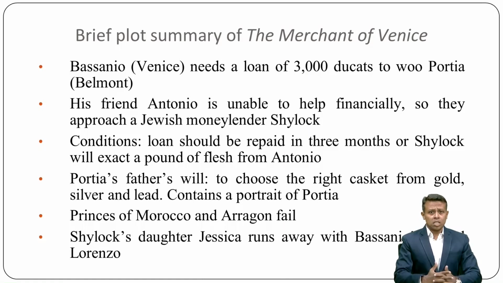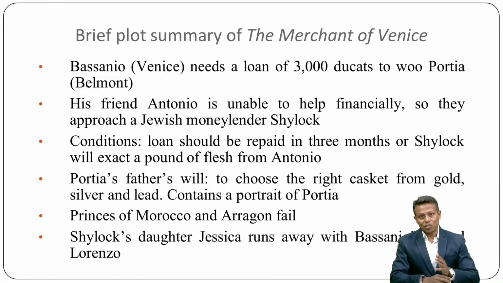Now, Antonio is his friend and also a merchant, but the problem is that he is unable to help him financially. So, what they do is that Antonio asks Bassanio, let us do one thing. Let us approach and request Shylock to lend us some money. So they approach this Jewish moneylender Shylock. Antonio, Bassanio, they are Christians, and Shylock is a Jew.